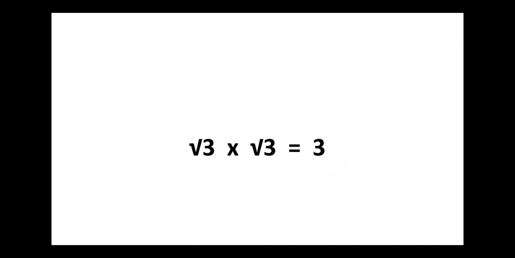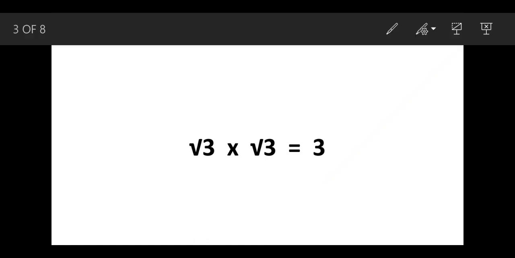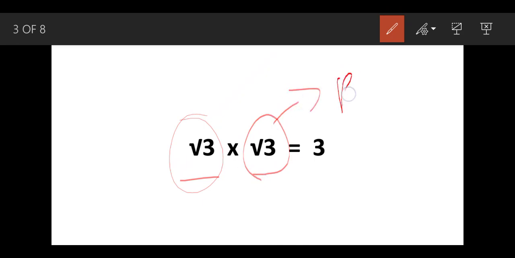Suppose we are given an irrational number root 3. Now, if we have to rationalize it, we have to multiply by a number so that we will get a rational number. So here it is root 3. If we multiply it by this root 3, then this root 3 will be known as the rationalizing factor. On multiplying root 3 into root 3, we will get 3, which is a rational number. So we say the rationalizing factor of root 3 is root 3.